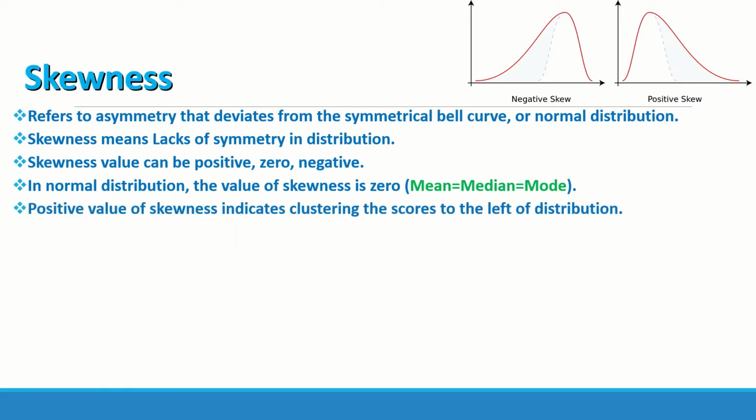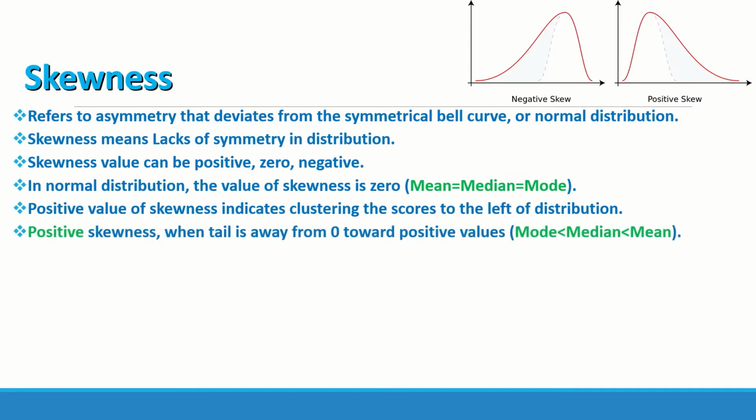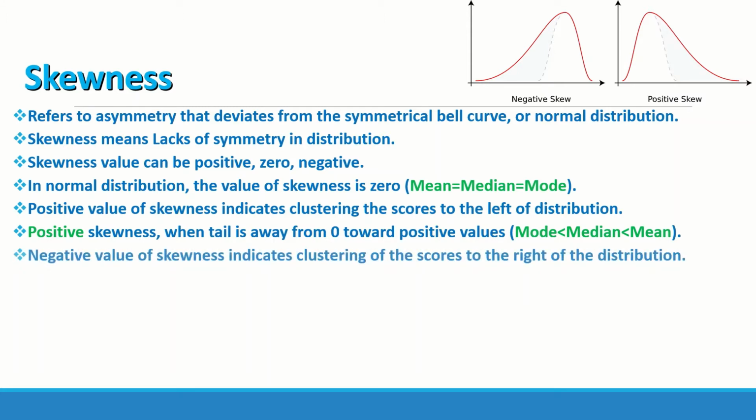A positive value of skewness indicates clustering of the scores to the left of the distribution. When the tail is away from the 0 figure and toward the positive values, then the skewness is positive, or the data are positively skewed. And in this case, the median is greater than the mode and less than the mean.